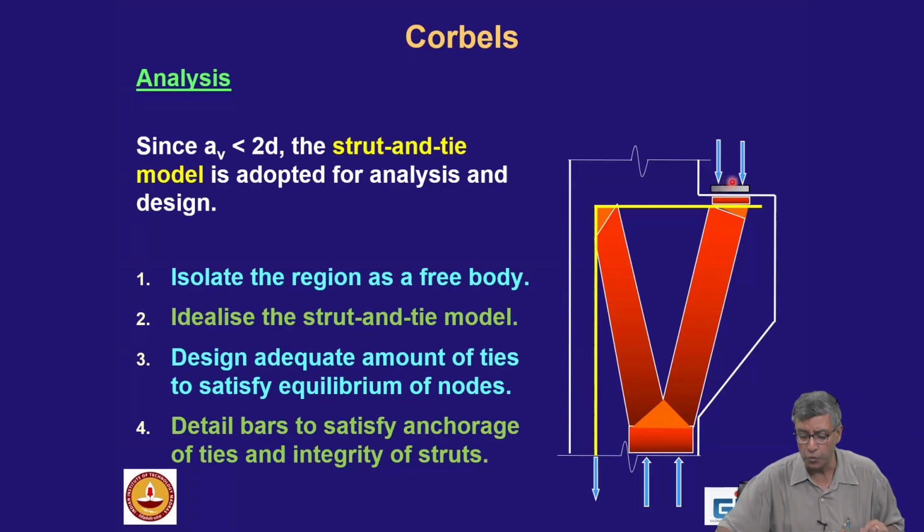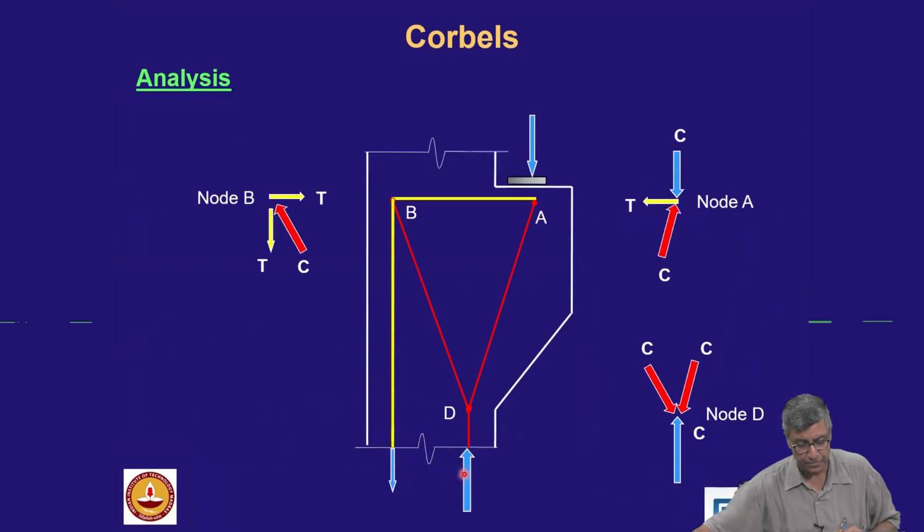We try to get the forces, and once I know the forces in the ties, I know how much steel to be placed. And for the struts, I should make sure that I have enough area of the concrete which can sustain that compression. Also, there should be concrete surrounding it so that we can maintain the integrity of the strut. Detail the bars to satisfy anchorage of the ties and integrity of the struts. Now, this is the model which you solve.